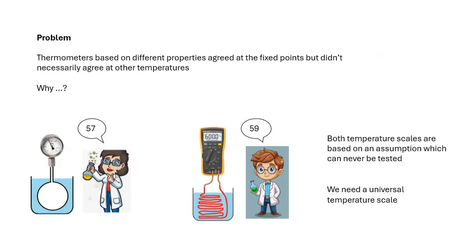The problem with that is that all of the different thermometers based on different things will all agree at the fixed points at 0 and 100, but they don't necessarily agree between 0 and 100. Now, why? Because all of them make this assumption that there is a linear relationship, but there's no way that you can test that relationship because you would need a thermometer to do it. So you need a thermometer to test a thermometer. What we need is a universal temperature scale. You know, everybody needs to be using the same property.